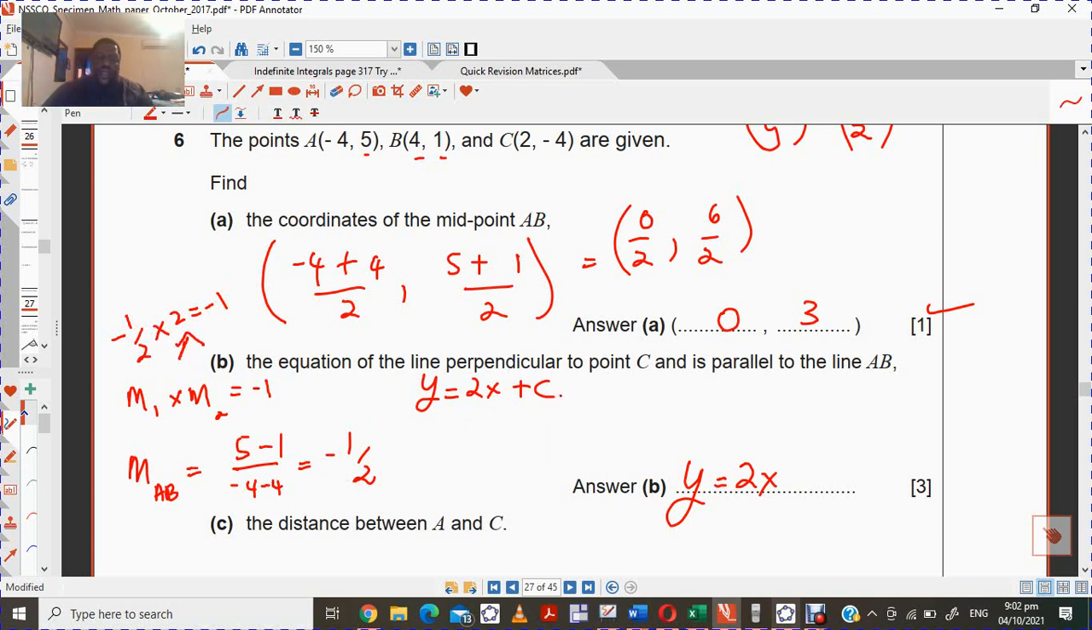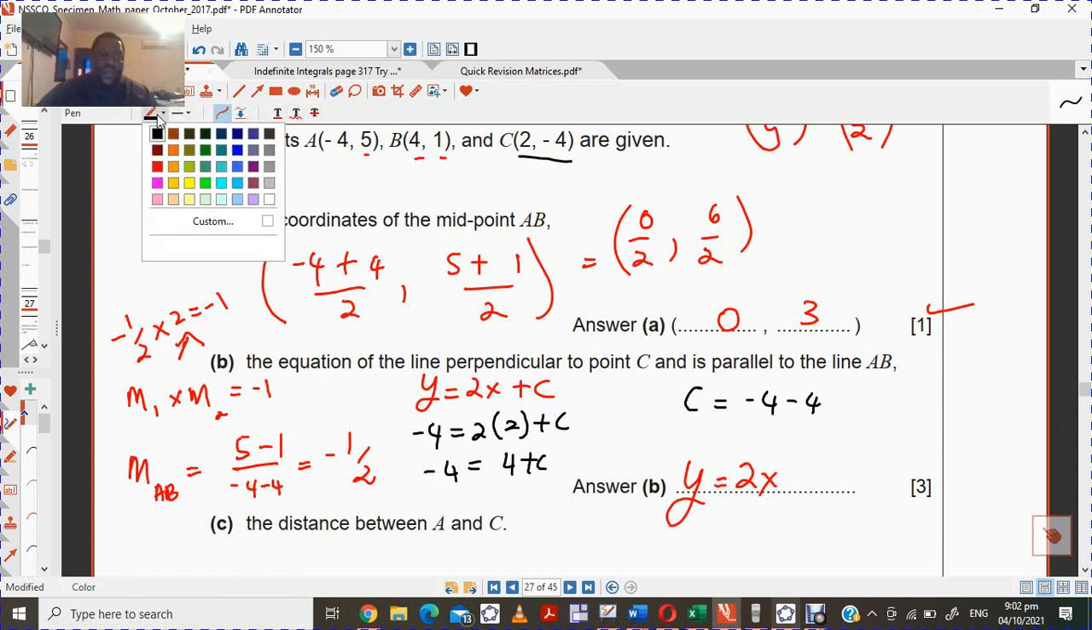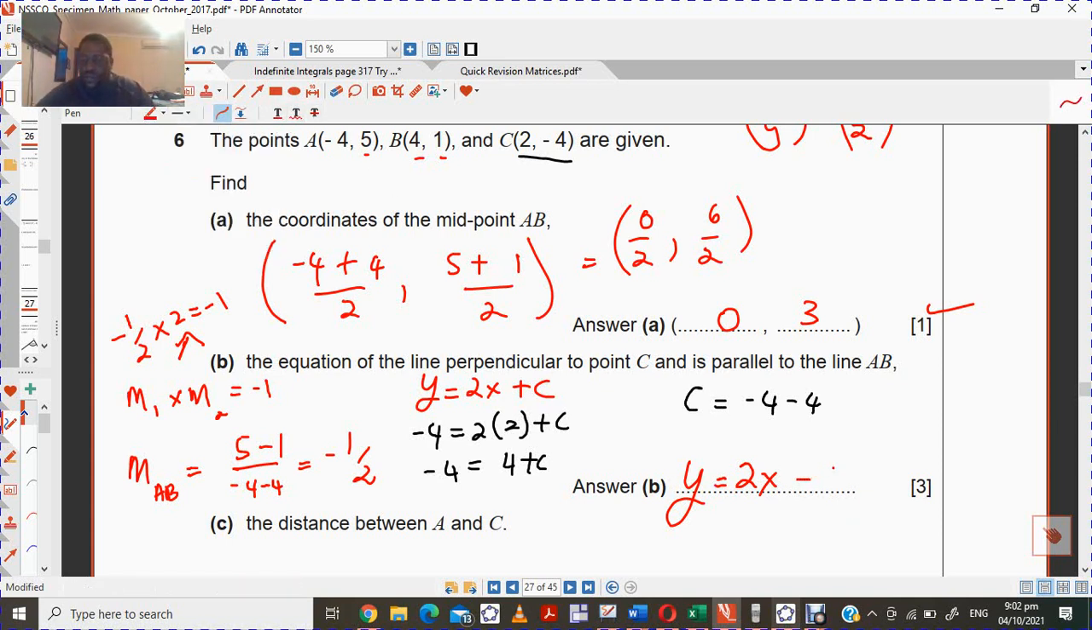Now, how do you find the value of c? That is very simple. You just go ahead and plug in the coordinates of c. So that's negative 4 equals 2 times 2 plus c. 2 times 2 is 4. Then c would be negative 4 minus 4. So that means our y-intercept should be negative 8. Right, that is how this particular question is answered.